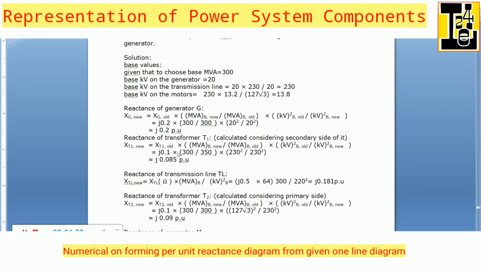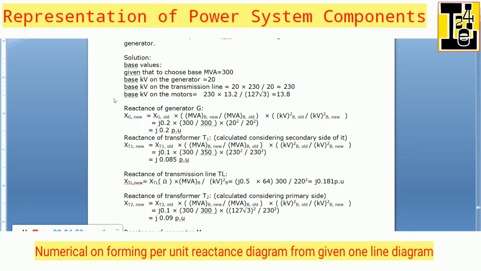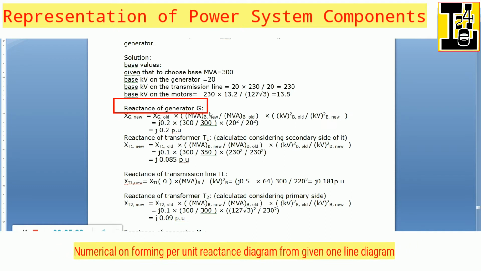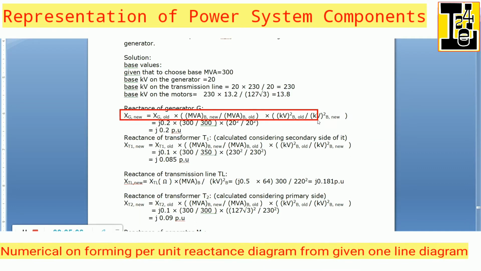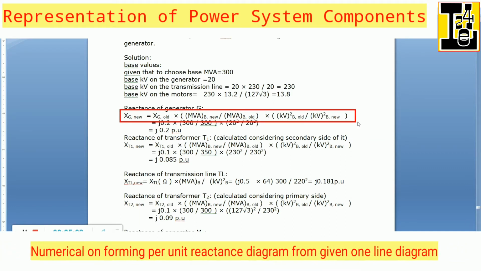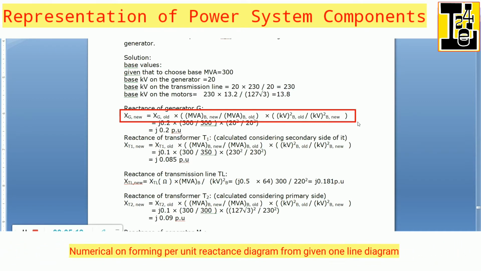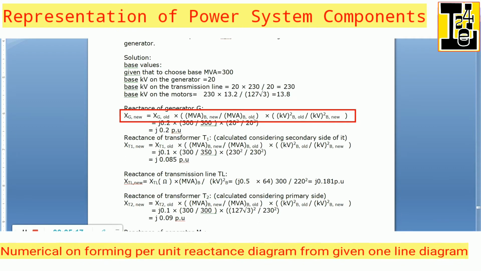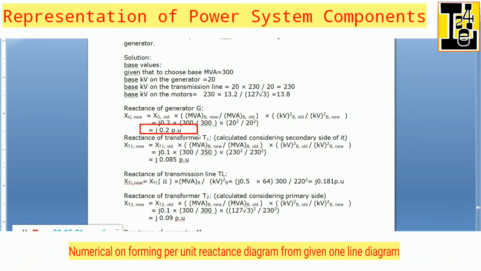Let us calculate the reactance values of each component one by one, starting from the generator. Reactance of the generator. So we have the formula Xg new is equals to Xg old into MVA base new divided by MVA base old into kV base old square divided by kV base new square. Substitute the values, we will get 0.2 per unit.